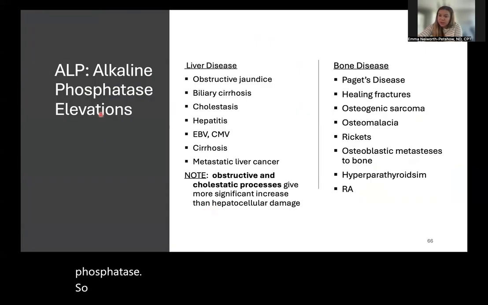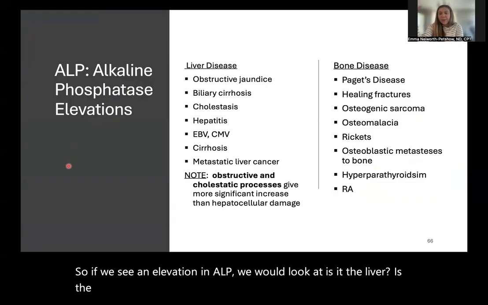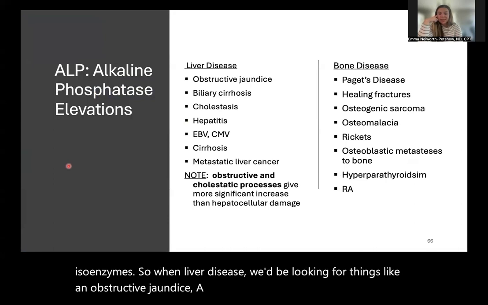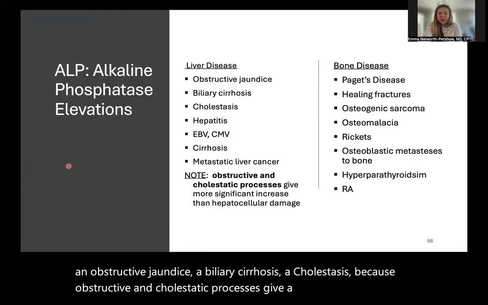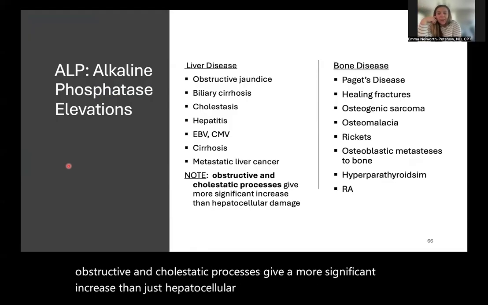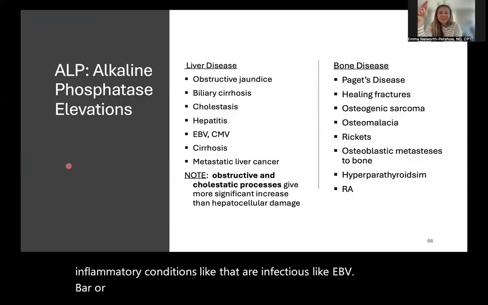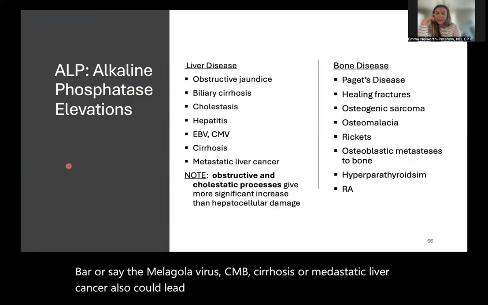So if we see an elevation in ALP, we would look at, is it the liver or is it the bone? Because remember, ALP is a measurement of all of those isoenzymes. So in liver disease, we'd be looking for things like an obstructive jaundice, a biliary cirrhosis, a cholestasis, because obstructive and cholestatic processes give a more significant increase than just hepatocellular damage. Hepatitis or other inflammatory conditions like that are infectious, like EBV, Epstein-Barr, or cytomegalovirus, CMV. Cirrhosis or metastatic liver cancer also could lead to an increase in ALP.